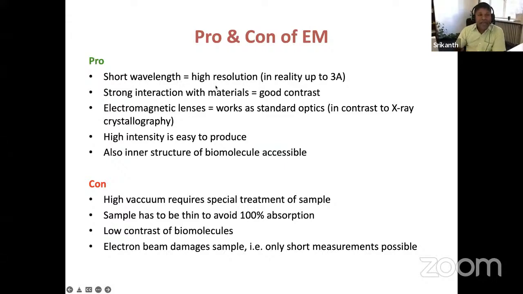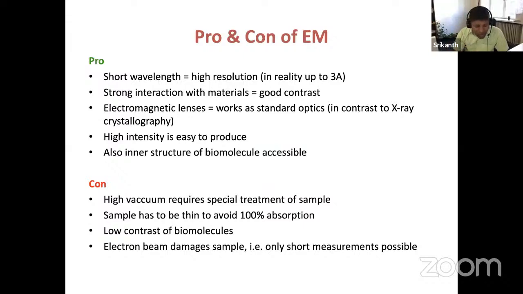Of course, we have a short wavelength, so that you get a high resolution. It also has a very good interaction with the materials for contrast, and a high intensity is easy to produce, but it is very laborious work. It takes a lot of time, almost 1 week or 2 weeks, to know whether this is really working as you want. And there are a lot of protocols you need to go through, and sometimes it's very laborious, cost effective, and also boring, because you need to have a special interest to get into that.